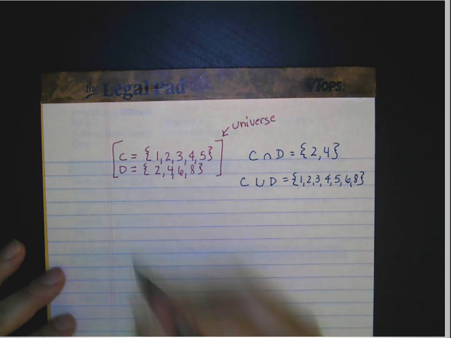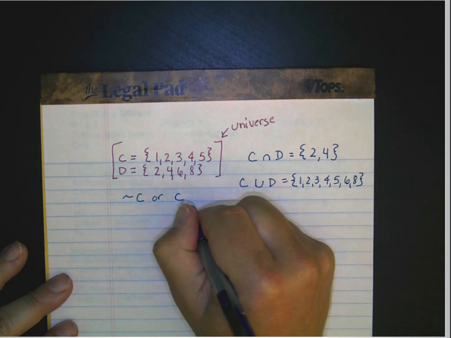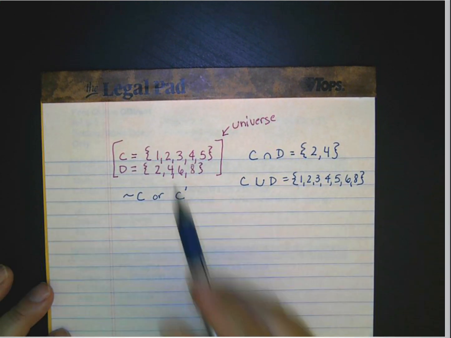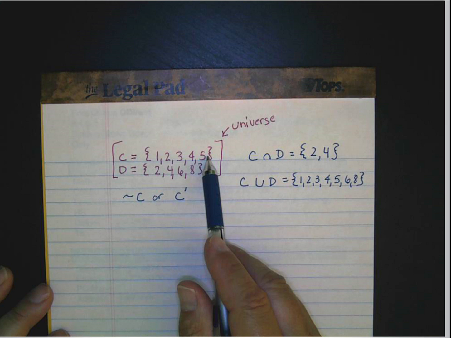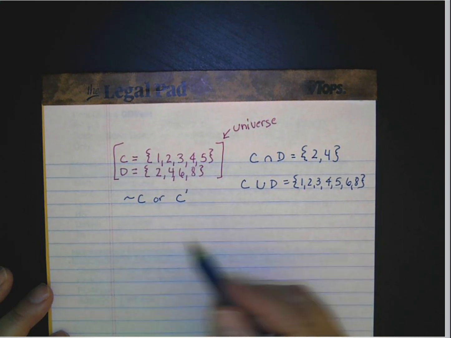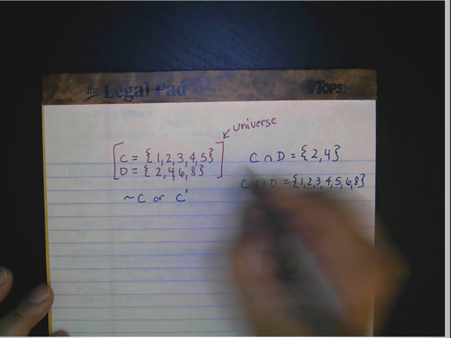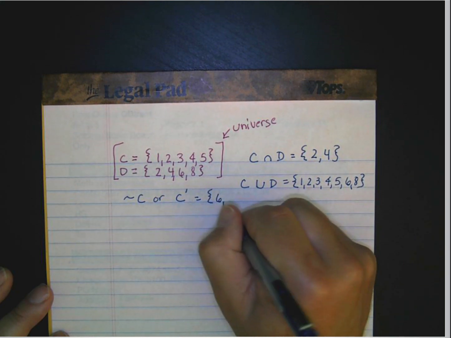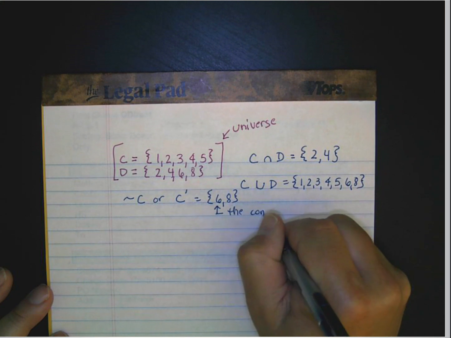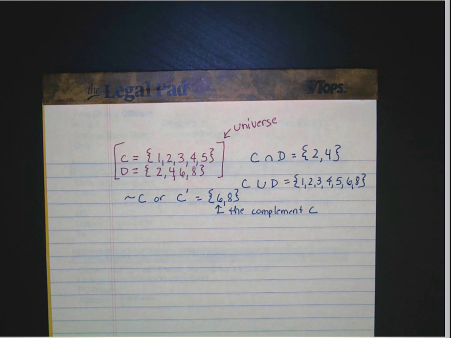Okay? Now, let's say I wanted not C, or the complement of C. Remember, the only things in our universe are these two sets. So everything that's not in C. Well, 2 is in C, 4 is not, 6 is not, 8 is not. Okay, I take that back. 4 is also in C, 2 and 4. So only 6 and 8. So the answer to this one would be 6 and 8. That would be the complement of C. It's everything else in the universe except what's in C.